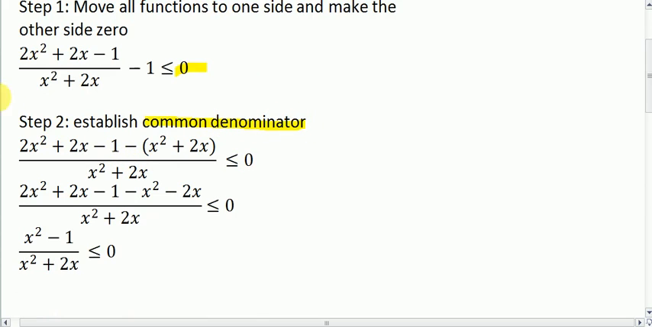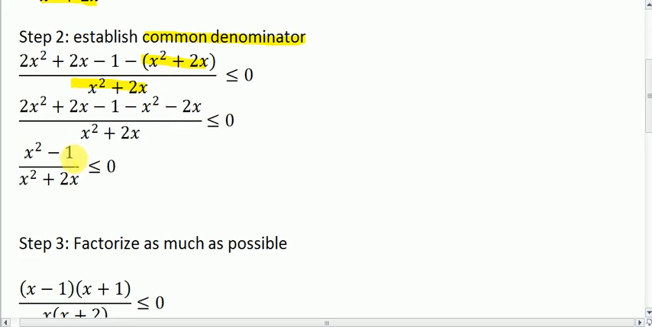To do this, the 1 right here is lacking the x squared plus 2x in its denominator. So to establish the common denominator of x squared plus 2x, I need to multiply the x squared plus 2x to the 1, giving 2x squared plus 2x minus 1, subtract away the whole of x squared plus 2x, and the common denominator is x squared plus 2x. Doing some expansion and simplification, you'll be left with (x squared minus 1) over (x squared plus 2x) less than or equal to 0.